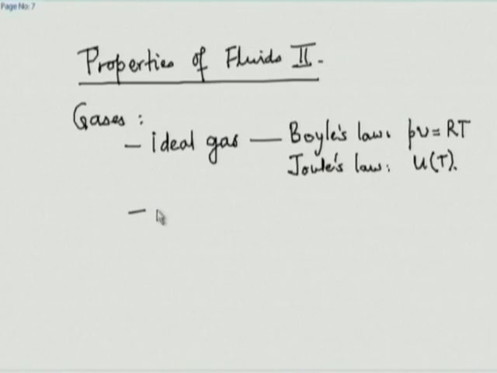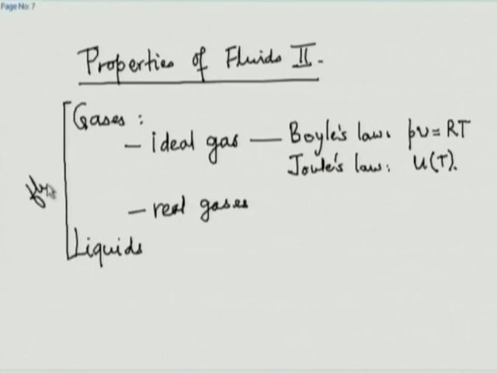Then there are gases which do not behave like an ideal gas. We have real gases for which none of this is valid. We will have a very complicated equation of state. And then we have liquids like water, engine oil, mercury, and all that. Gases and liquids can flow, so we call these fluids. And then there are substances similar to liquids but which cannot flow. These are solids, like stone, rubber, metal, what have you.